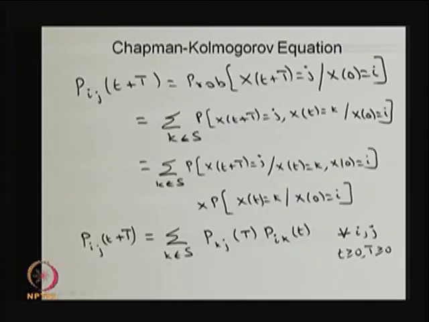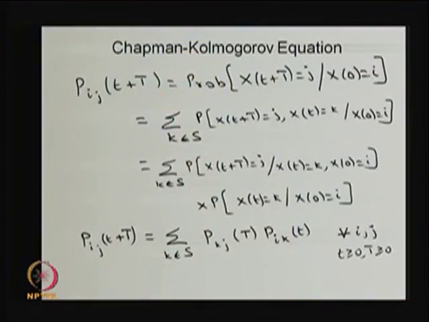This equation is called the Chapman-Kolmogorov equation for a time homogeneous continuous time Markov chain, because for this transition probability we have used the Markov property as well as the time homogeneous property. Therefore, the transition probability of the system moving from i to j in t plus capital T can be broken into a product of these for all possible values of k. Like this you can break it many more ways with the summation for different states of k.